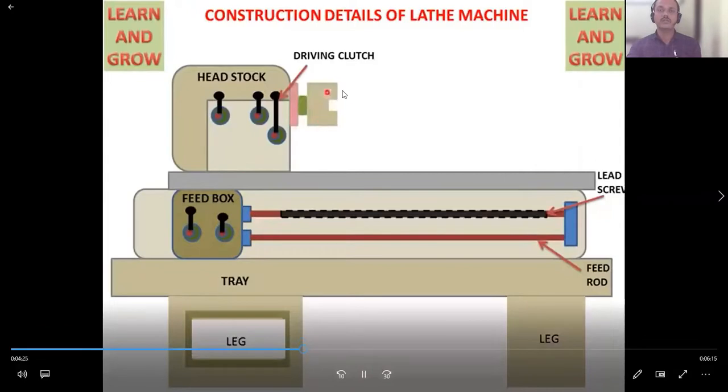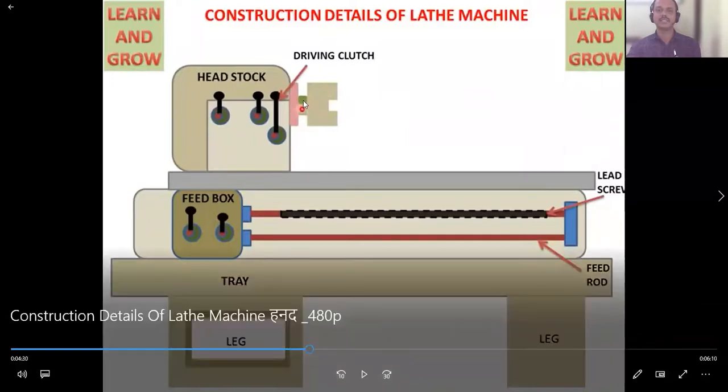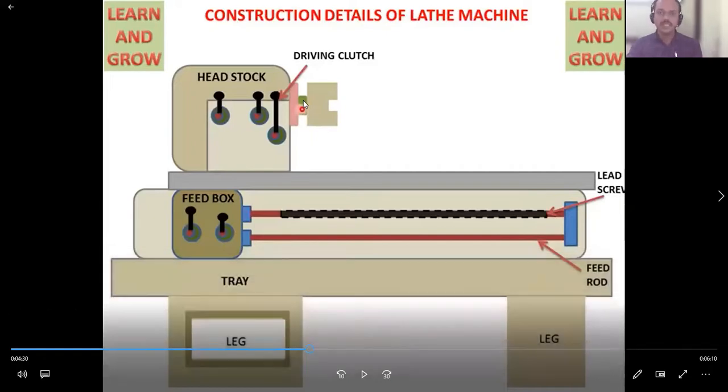Now here we have the spindle. Can you observe the green color shaft? Yes, sir. So this green color shaft is the spindle. This shaft is a hollow shaft, which has threading on the inside.